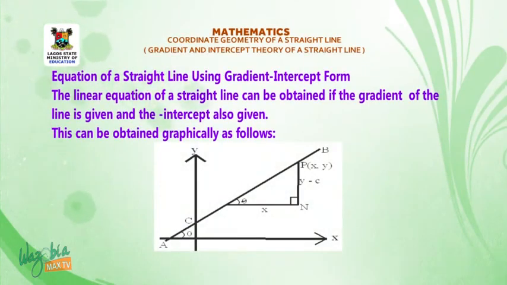Now we look at the equation of a straight line using gradient intercept form. The linear equation of a straight line can be obtained if the gradient m of the line is given and the y-intercept is also given. This can be obtained graphically as follows.